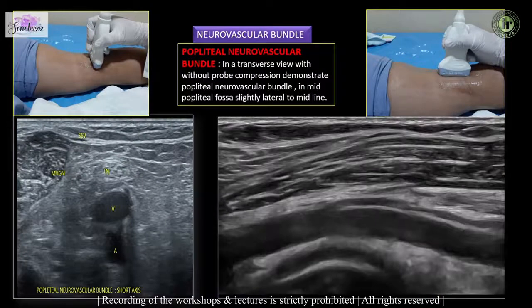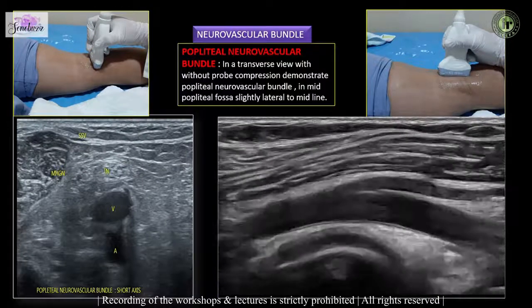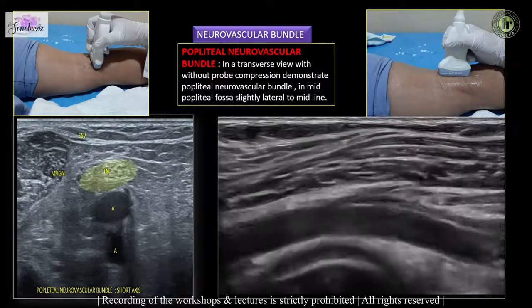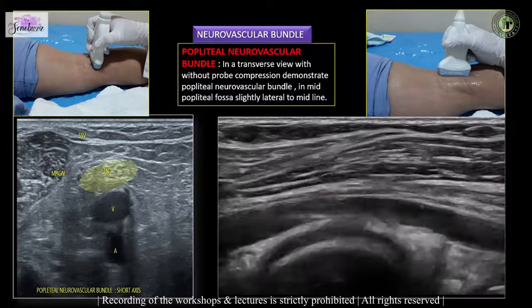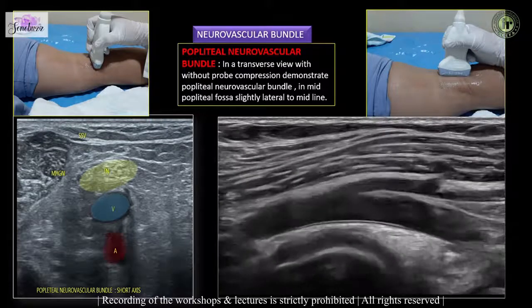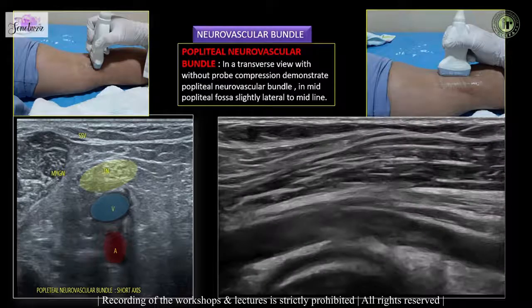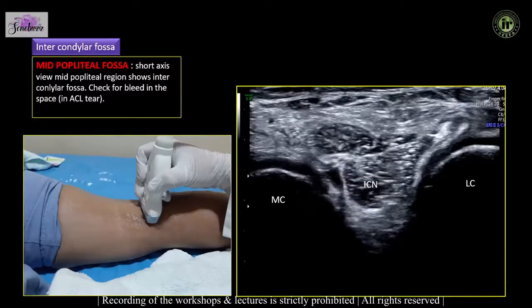The popliteal neurovascular bundle can be better demonstrated in short axis view on the posterolateral aspect of the knee, and we can demonstrate the posterior tibial nerve, the popliteal vein, and the popliteal artery from the superficial to the deeper aspect. Short axis view in the mid-popliteal region shows the intercondylar fossa, and in case of ACL tear, there may be some bleeding or hematoma that we have to look for.